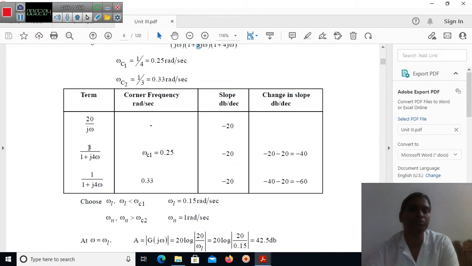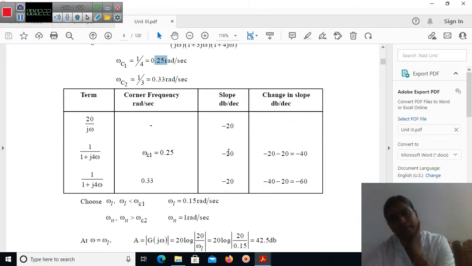And next we take 1 divided by 1 plus j into 4 omega. The corner frequency is 0.25, which we found already. The slope in dB is minus 20 dB. Here the change in slope is this 20 dB and this 20 dB. We add these minus 20 and minus 20, and we get minus 40. It is the change in slope of the term 1 divided by 1 plus j into 4 omega.